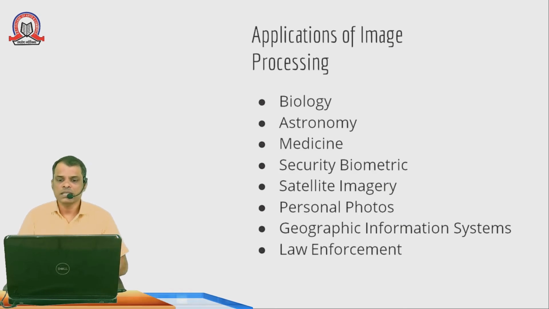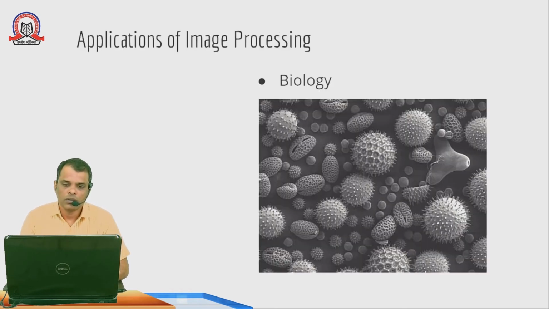The first one is biology. You might have come across this type of images. When you actually take the image, it is not 3D like this. Fine. So initial images are plain images. Once you get those plain images, you process them to get this type of images. This is one image related to biology.